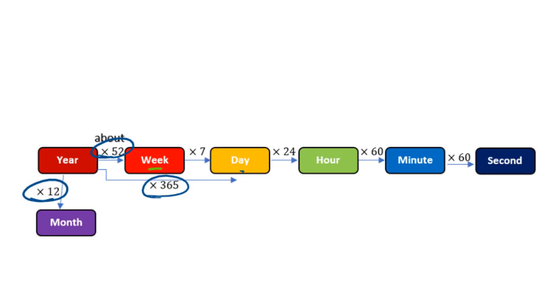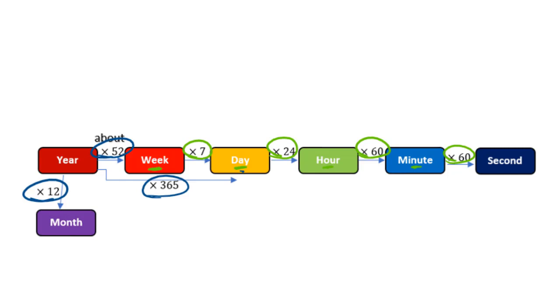The week has 7 days, the day has 24 hours, the hour has 60 minutes, and the minute has 60 seconds. So I think these are all you need for today. Again, the year has 12 months, 52 weeks, 365 days. The week has 7 days. The day has 24 hours. The hour has 60 minutes and the minute has 60 seconds.